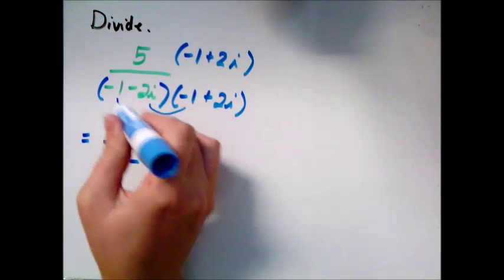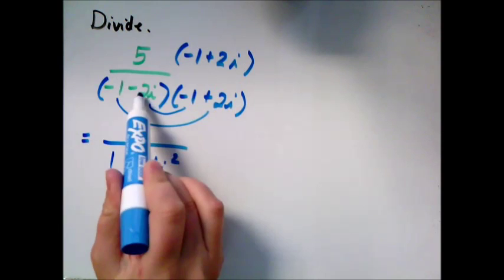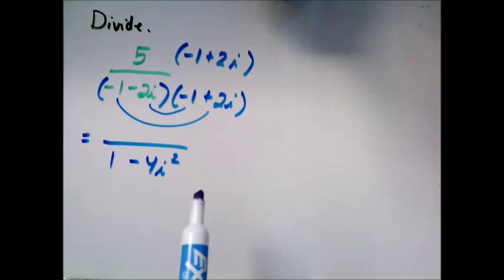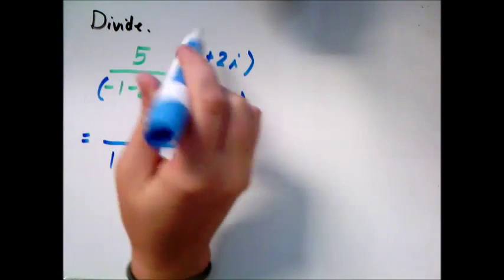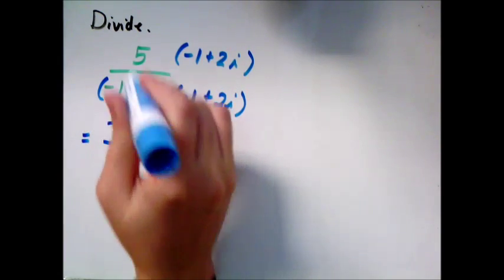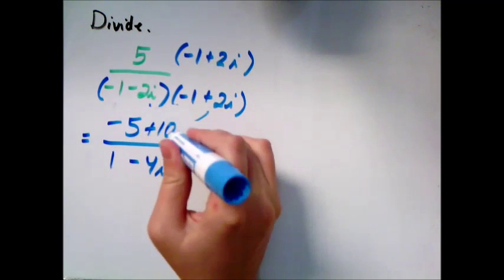Now why didn't I bother with the inside-outside terms? Because notice one of them is plus 2i and one of them is minus 2i, so they cancel anyways because I set that up to be difference of squares. So on the top, I can distribute the 5, so I get -5, and 5 times 2i is 10i.